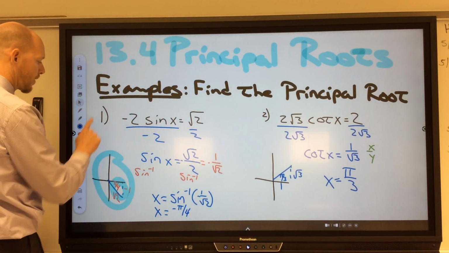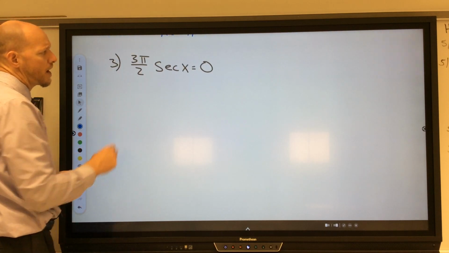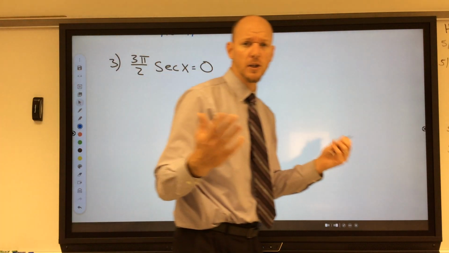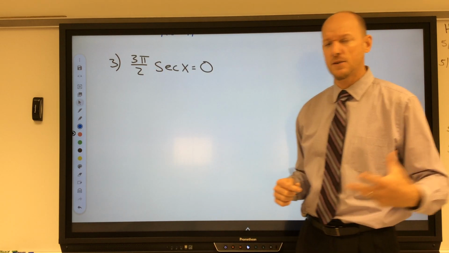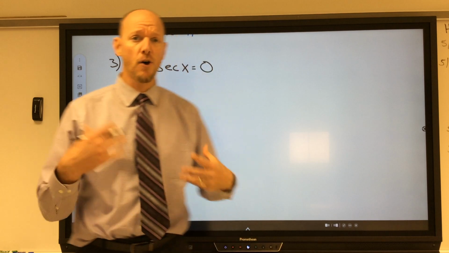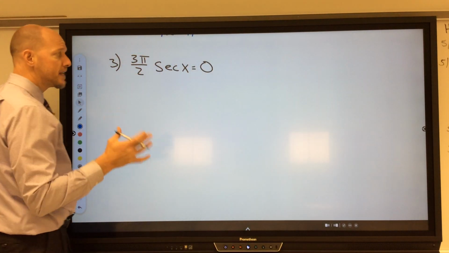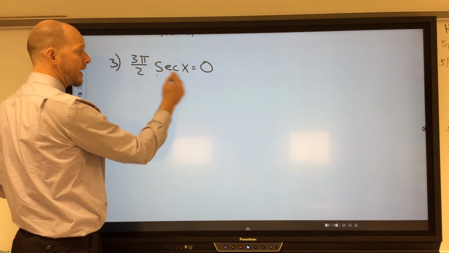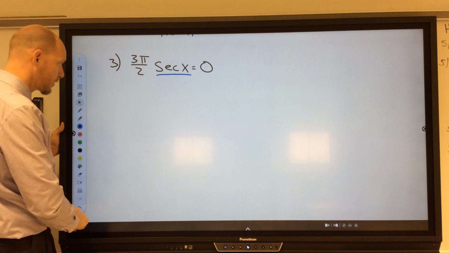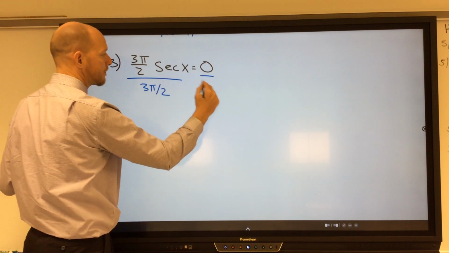All right, let's take a look at one more scenario here. And this is one that, at first glance, might look a little intimidating. Some people see the 3 pi over 2 and they're like, wait a second, what's that doing? But actually, that's all just window dressing. 3 pi over 2 in this case is nothing more than a number. So if I try to isolate my trig function, I'm going to divide both sides by 3 pi over 2.